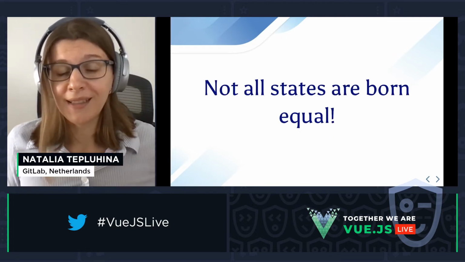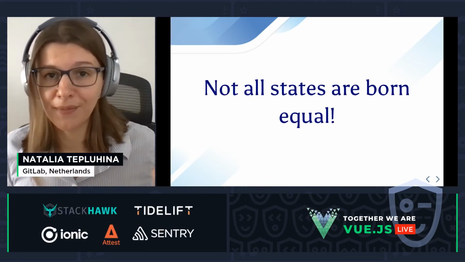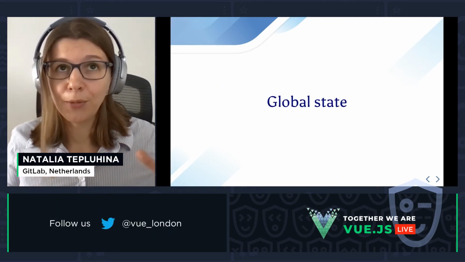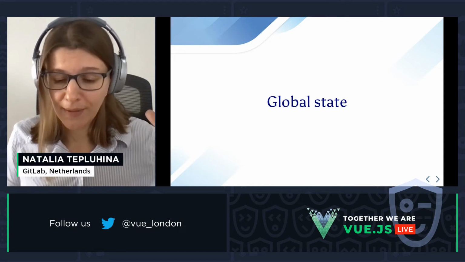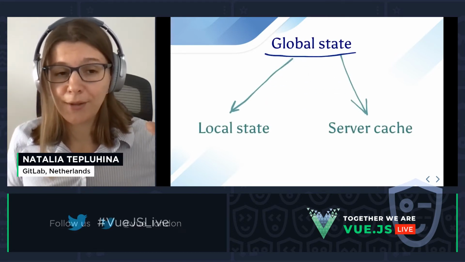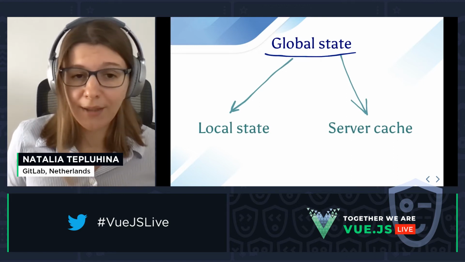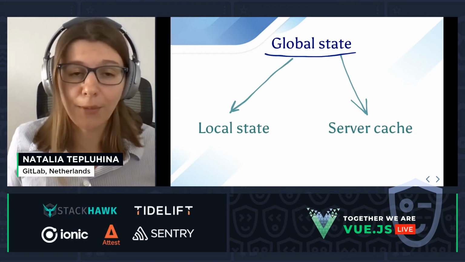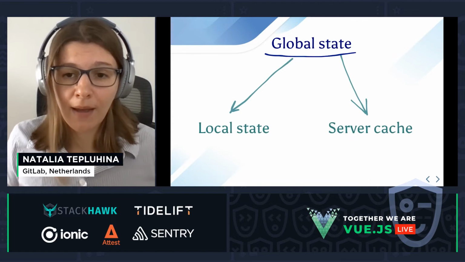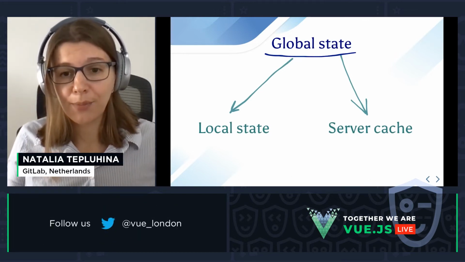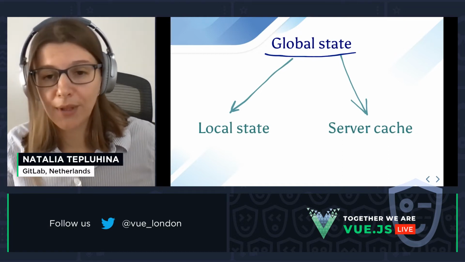Not all states are born equal. It's good to think about what we consider a global state, something that is separate from our local state. So the synchronous data that persists only in the application, something like form data when you're filling the form, and server cache, something that is present on the remote API.